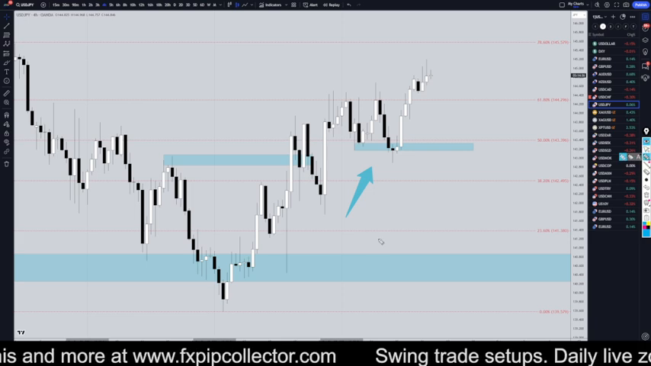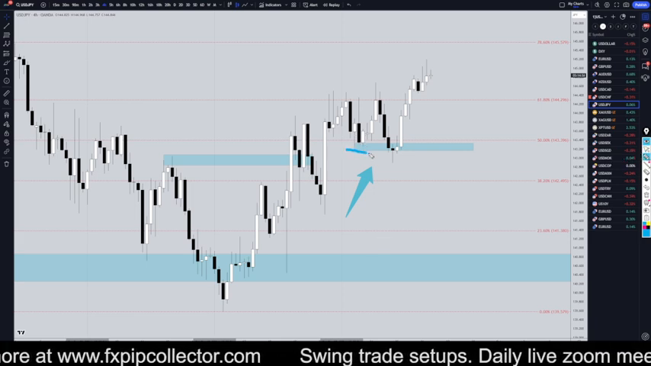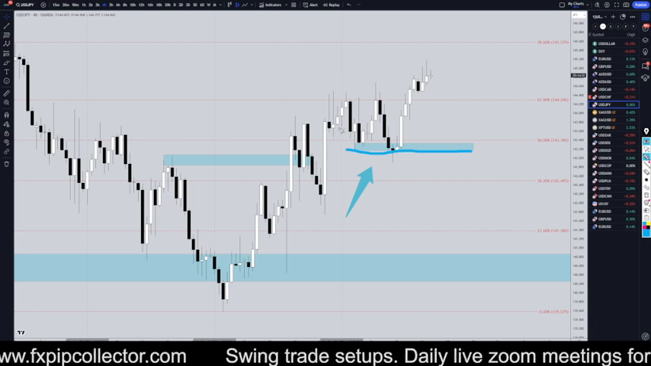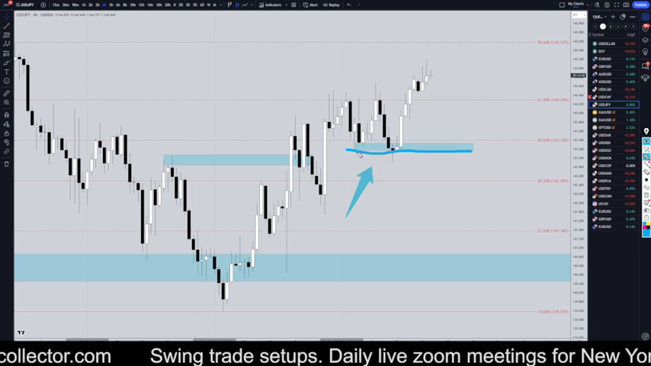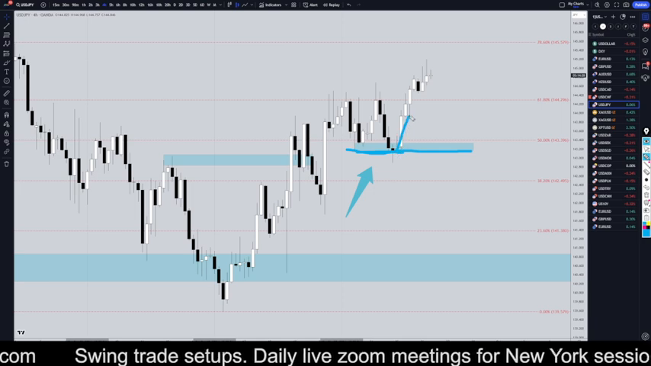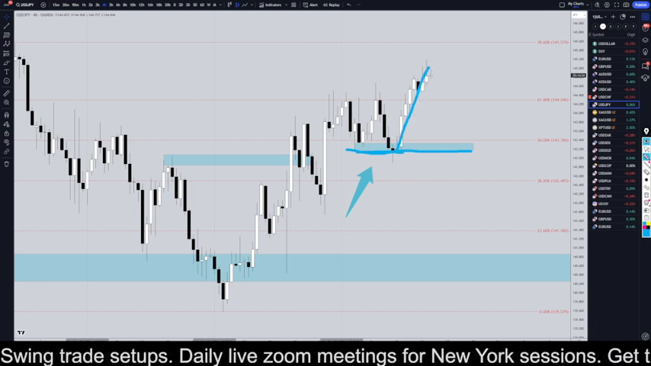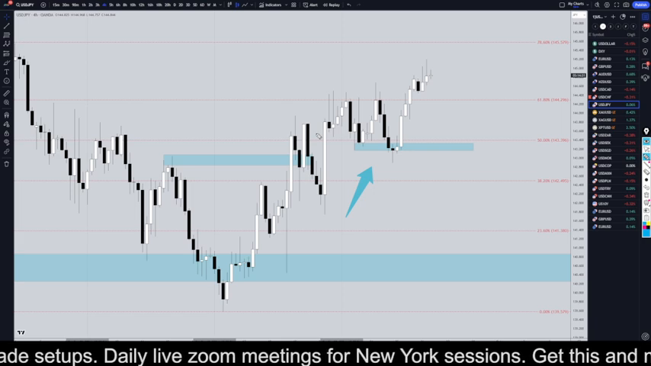On the 4 hour time frame, the trend is definitely up. This was my invalidation point right here. It went down, it broke it, it was not able to close below it, and then it just kept on trending up. This is why it's so important to realize that the trend is your friend.